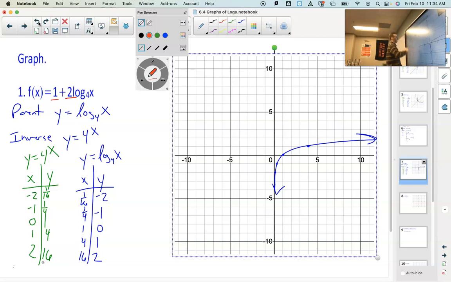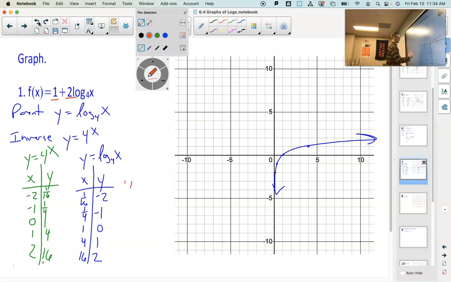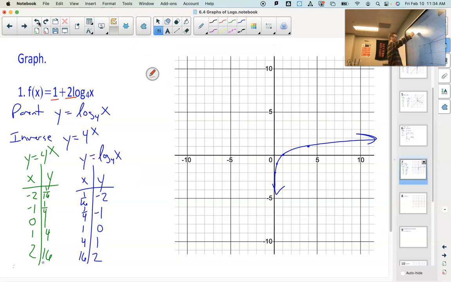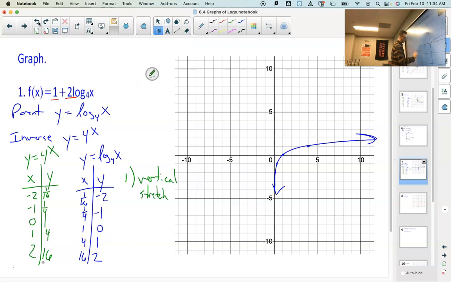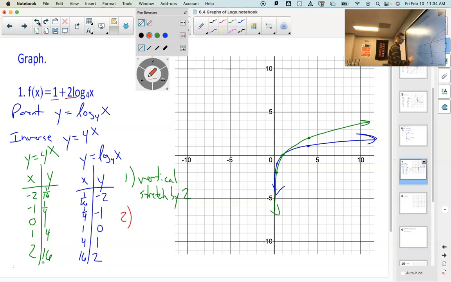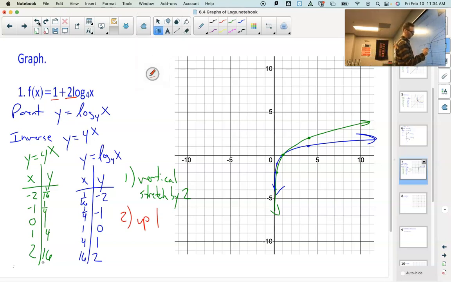Now that I have the parent curve graphed, now let's do our transformations. Let's graph in green our first transformation, which we know would be the vertical stretch by 2. So let's multiply every y value by 2. -2 times 2 is -4. -1 times 2 is -2. 0 times 2 is 0. 1 times 2 is 2. So there's my vertical stretch by 2. And lastly, a final graph. Let's move this thing up 1 for the +1 in front. Every green point's going up 1.